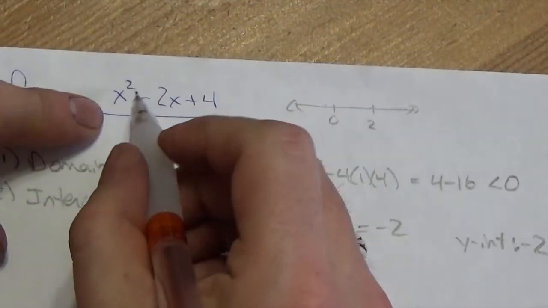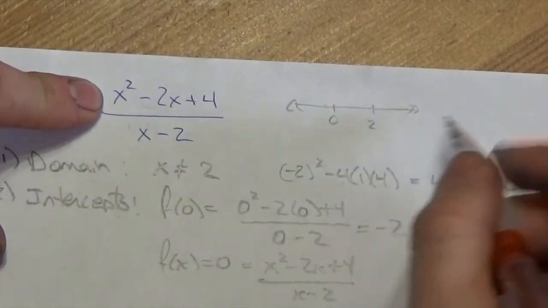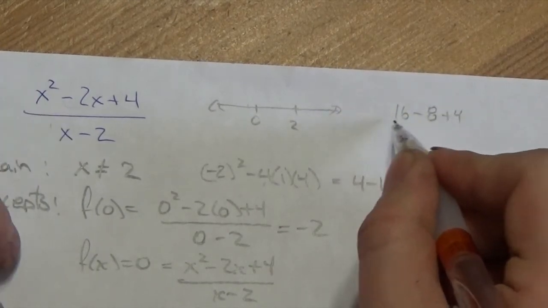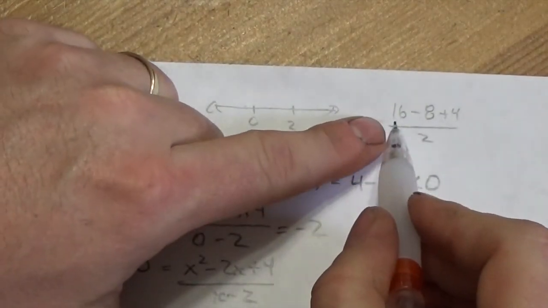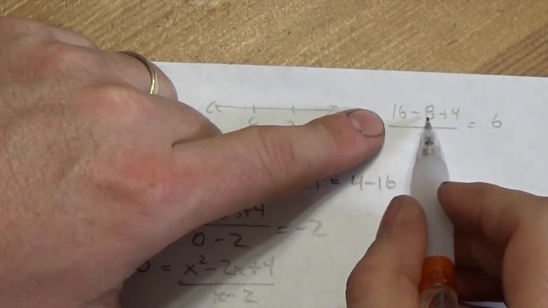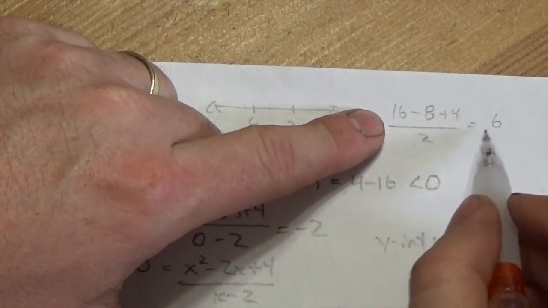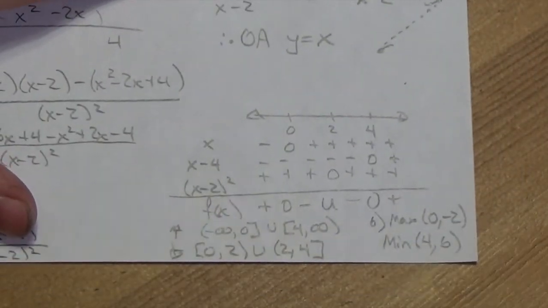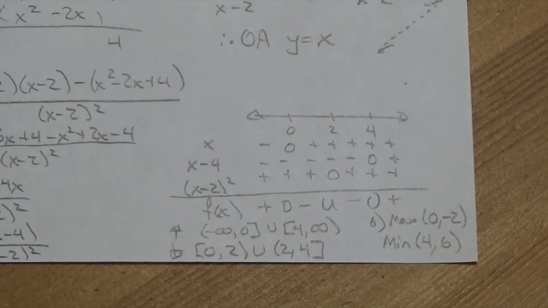Okay, now I got to do a little bit of work here because I got to figure this out. That's going to be 4 squared, I'll just do it over here, 16 minus 8 plus 4 over 2. So looks like, what is that, 6? 16 minus 8 is 8, plus 4 is 12, divided by 2 is 6, yeah. So way down here, we're going to have this minimum at 4, 6. Whew, good.